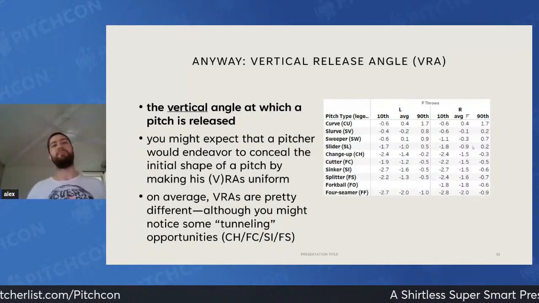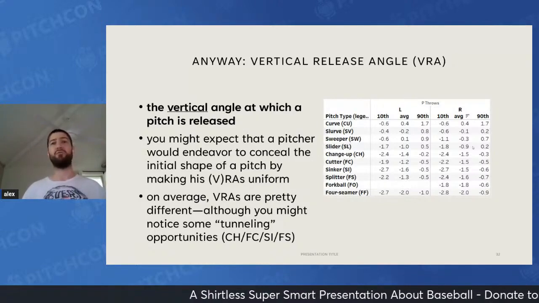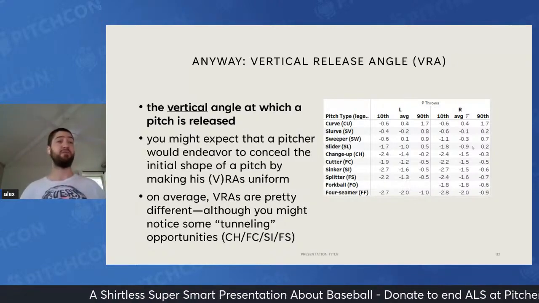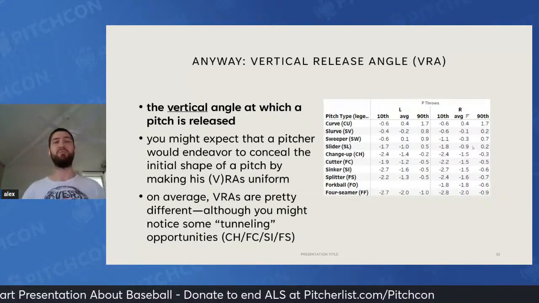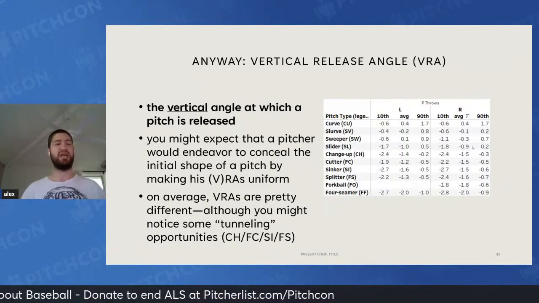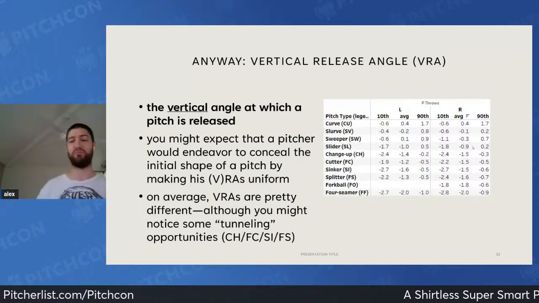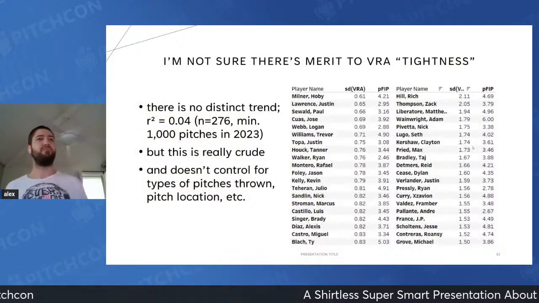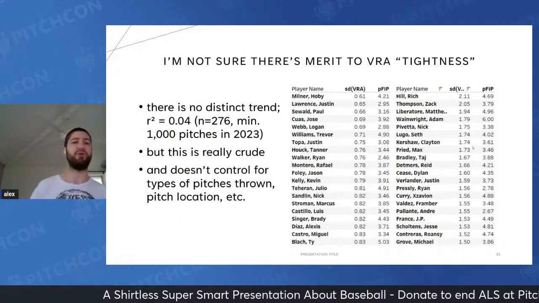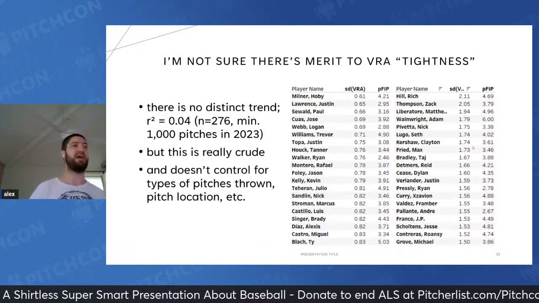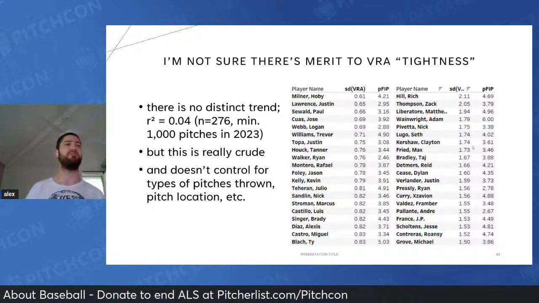So I do think you could maybe build an arsenal or repertoire around an array of pitches that have similar release angles that might make locating those pitches easier. It might make designing those pitches easier. I wouldn't know because I'm not a pitch design expert or a pitch coach. But again, I'm not sure there's any merit to VRAs being tight. From an arsenal standpoint, there's no distinct trend that I found in looking at 276 pitchers who threw at least 1,000 pitches in 2023.